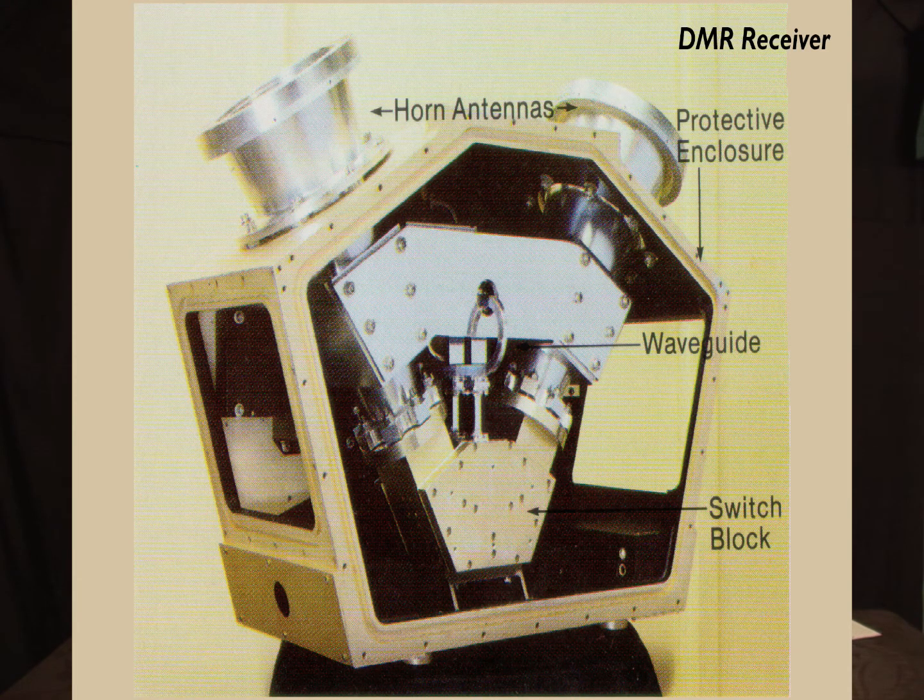What you should see now is a picture of what the DMR instrument looked like before it was assembled. If you look, you'll see there's 2 antennas at the top pointing at 60 degrees from each other. So this thing mapped the sky with 2 antennas pointing 60 degrees apart. And there's also at the bottom a switch, and that switched between the 2 antennas and noise sources that were used to calibrate the thing.